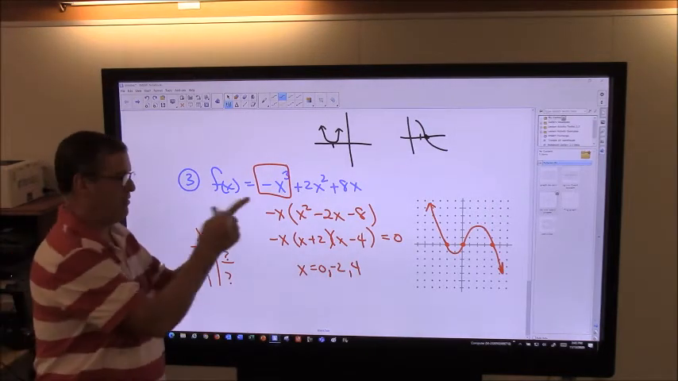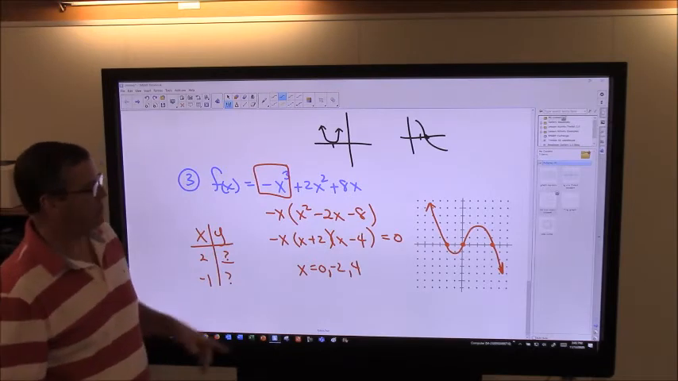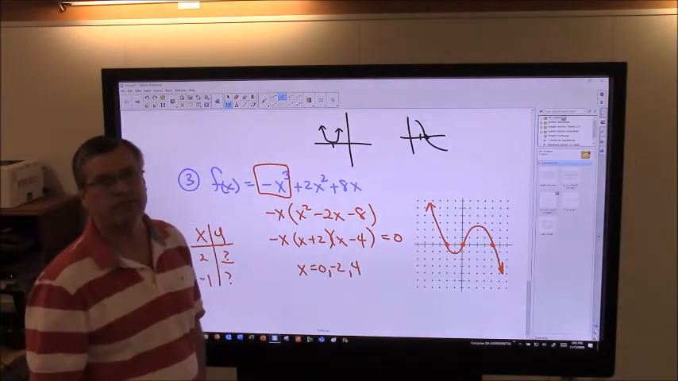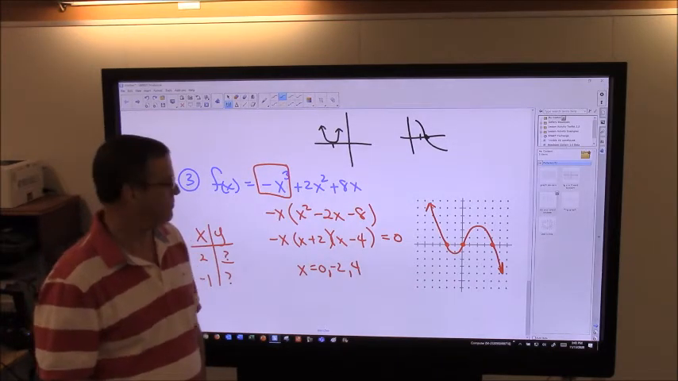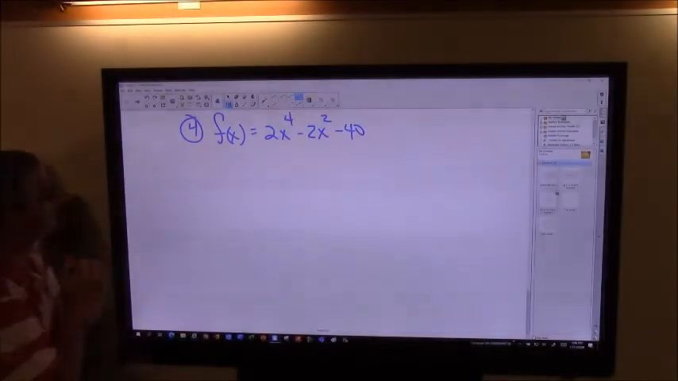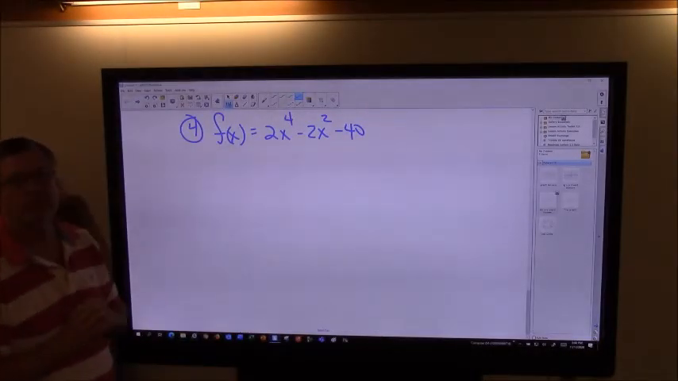Me personally, I'm happy with that. When I ask you to draw a sketch, I want to know what this function looks like when you graph it. All right? Let me give you guys one to try. All right, let's see if we can graph this function.